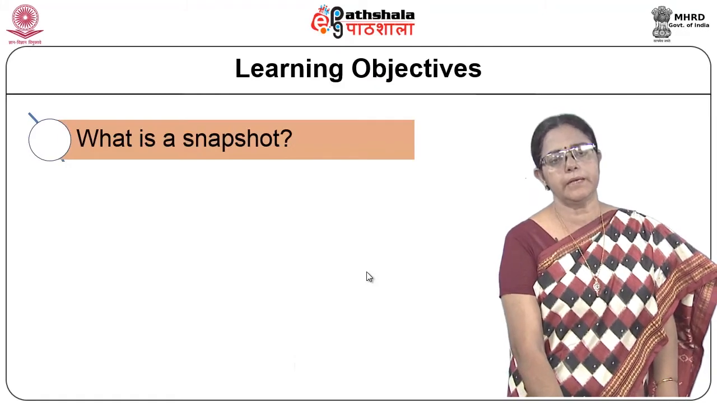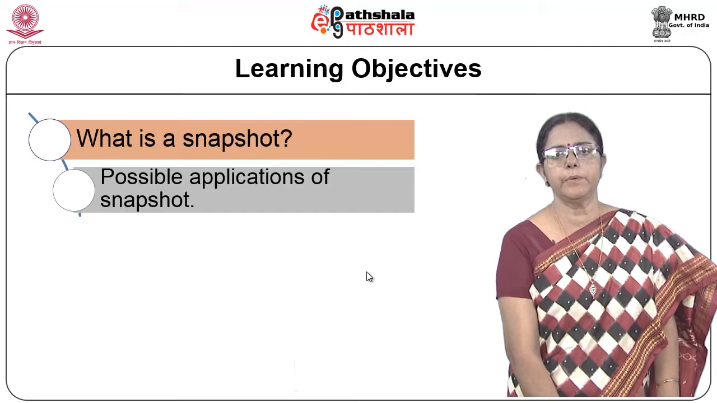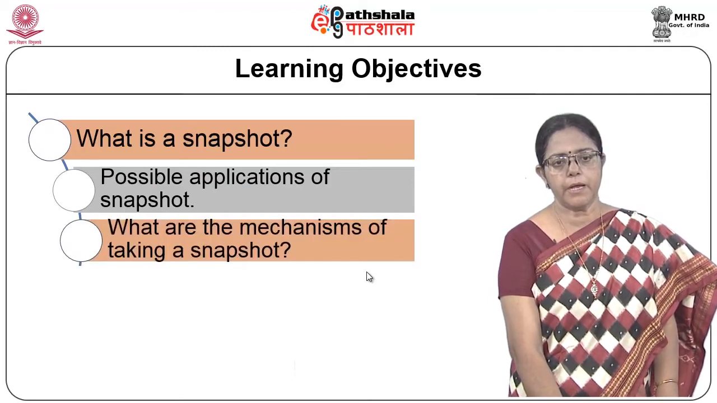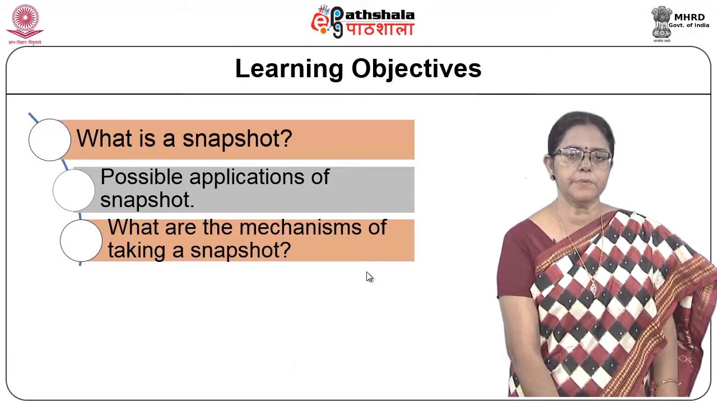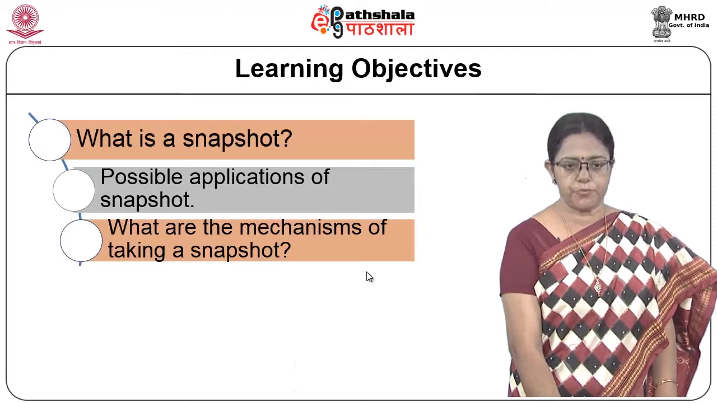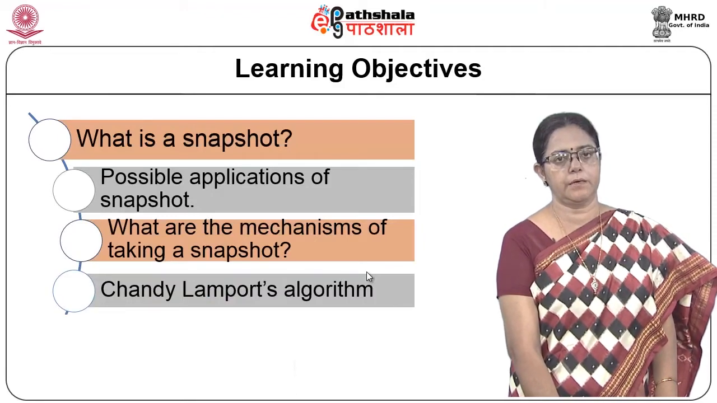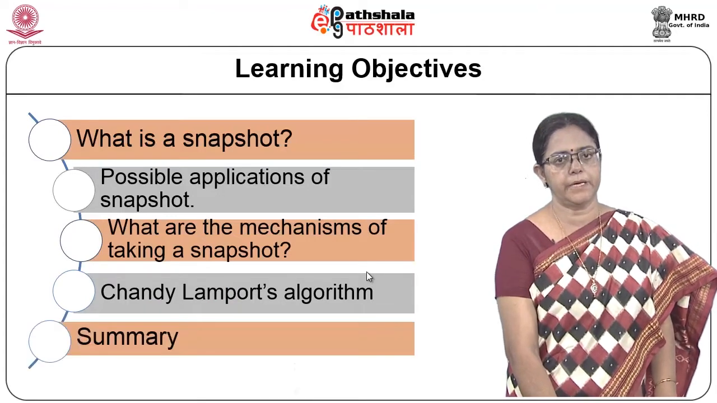So, our learning objectives are: what is a snapshot, and then we will look at the possible applications of a snapshot, and then we will see what are the different mechanisms that can be used to obtain a snapshot. In specific, we will look at one algorithm called Chandy-Lamport's algorithm and then summarize the module.